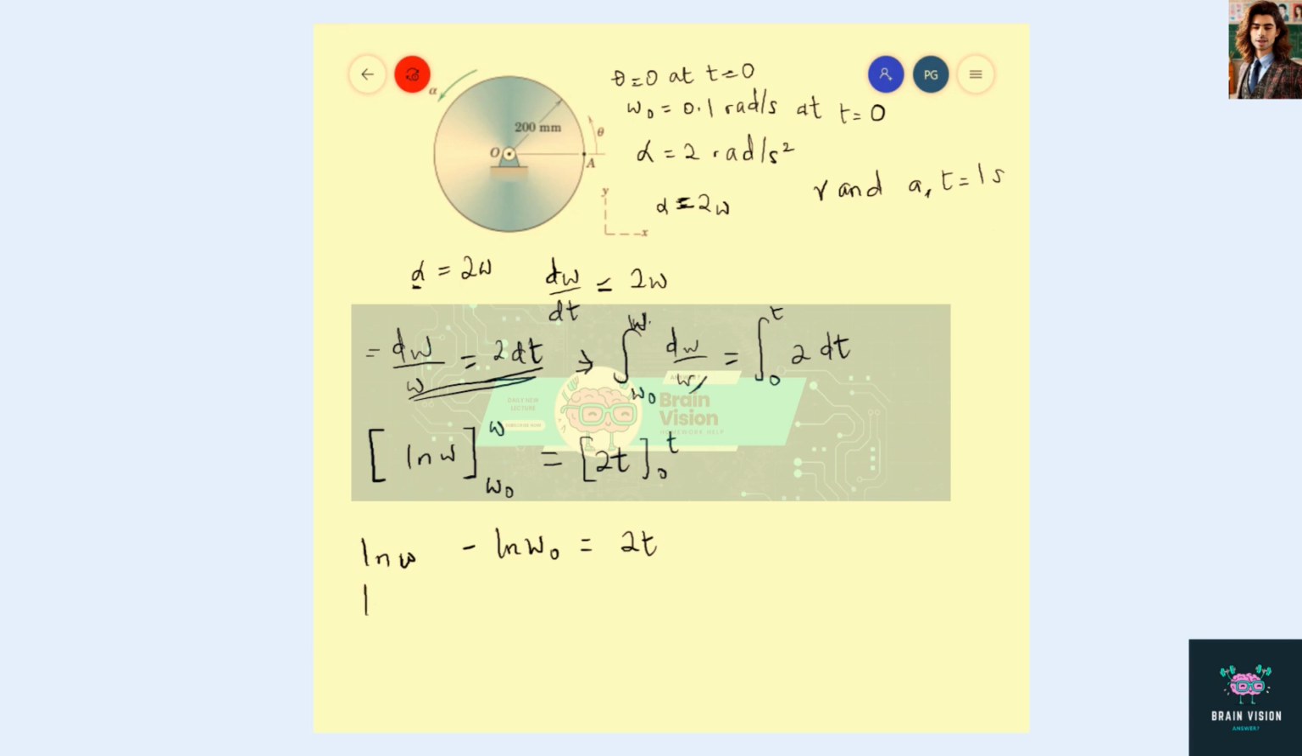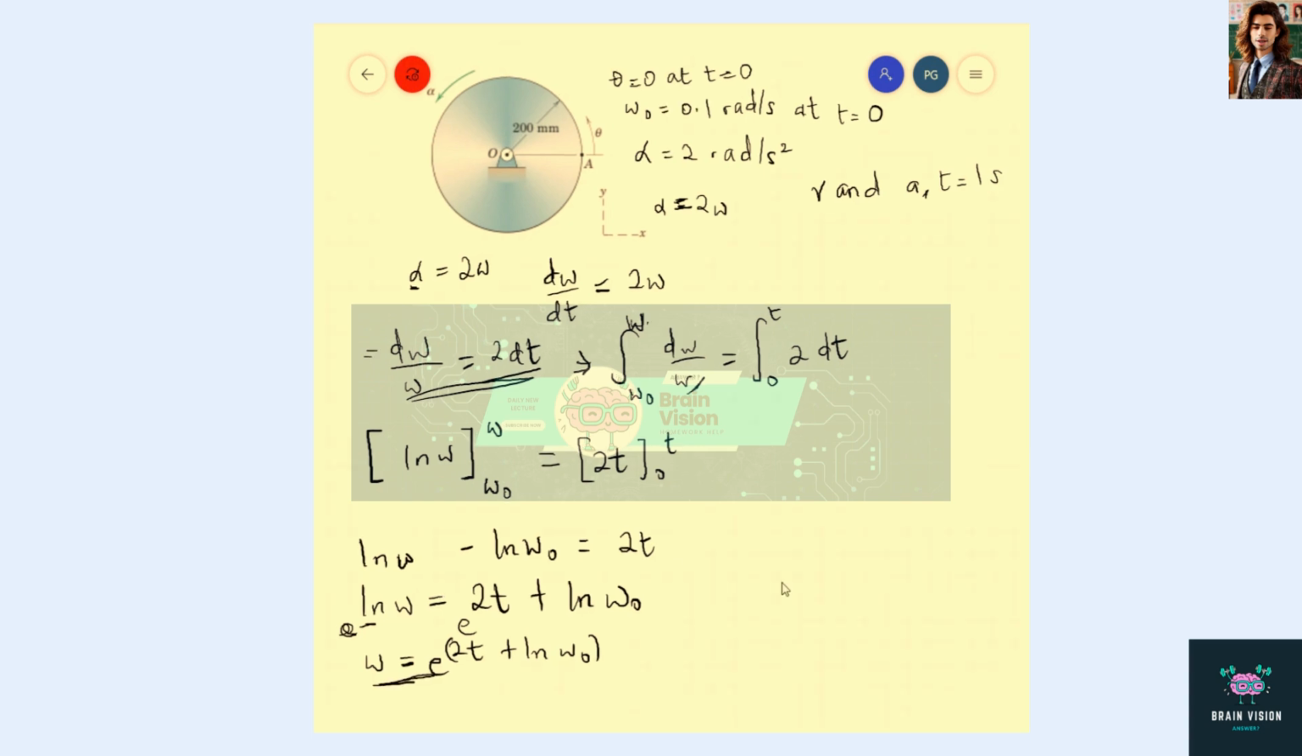We can rearrange this to make ln omega the subject, and this is equal to 2t plus ln omega naught. To remove the ln, we raise both sides to the power of e, so omega becomes e raised to the power of 2t plus ln omega naught altogether. And so we have successfully derived an equation for omega.